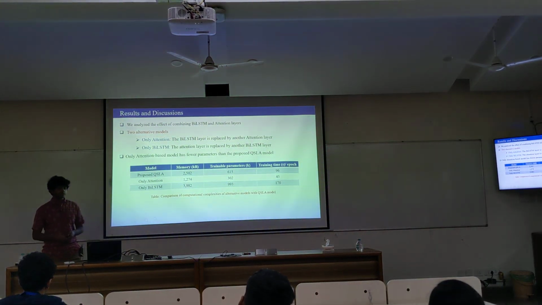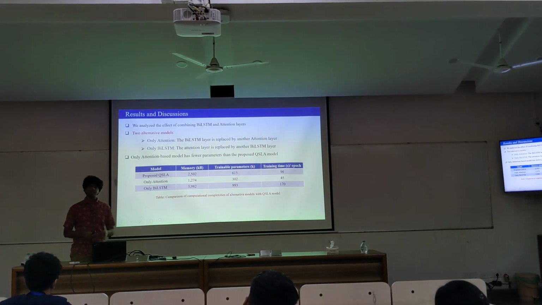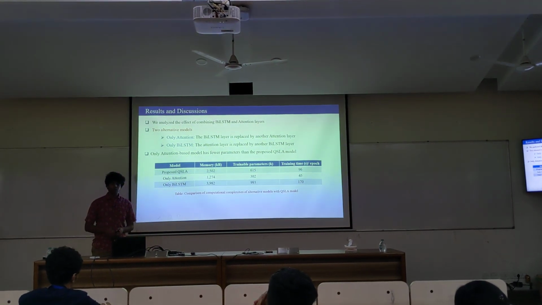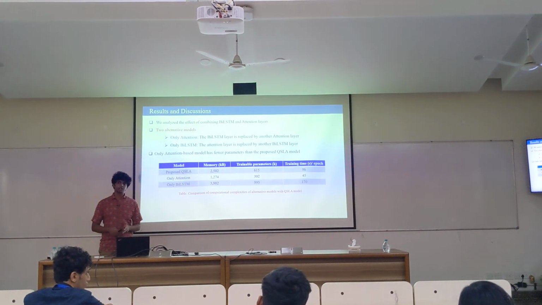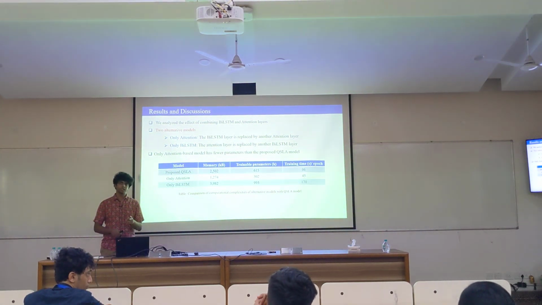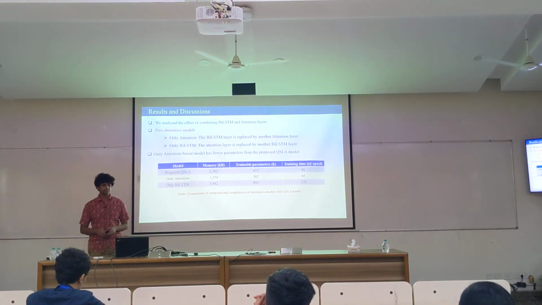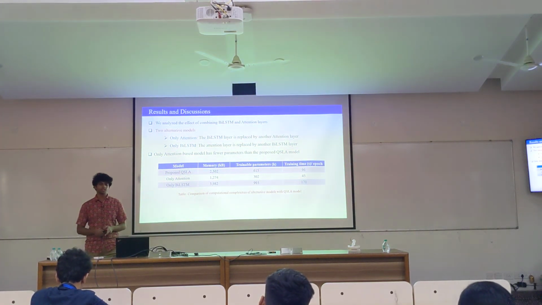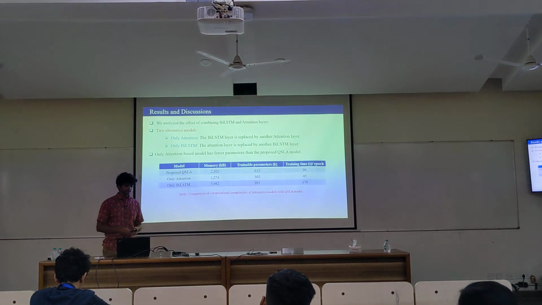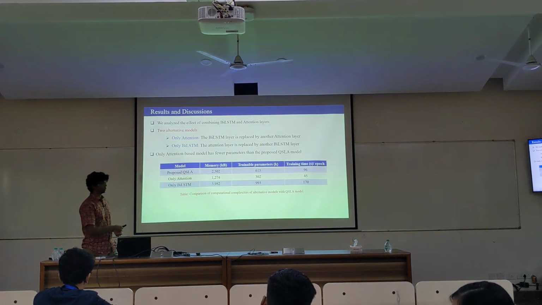Also, in our set of experiments, we analyzed the effect of combining the BiLSTM attention layer. So we also tested 2 alternative models. First, we only used an attention layer instead of the BiLSTM layer. So we are basically using 2 attention layers instead of BiLSTM and attention. In the second model, we are using only BiLSTM instead of the attention layer. This is the computational graph between all the 3 models.